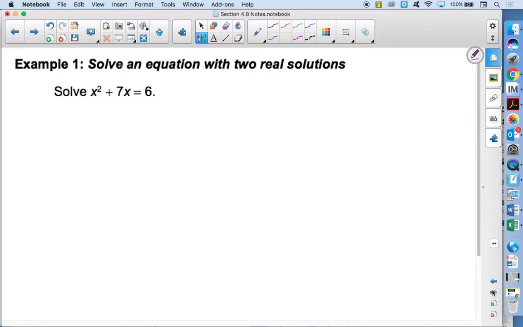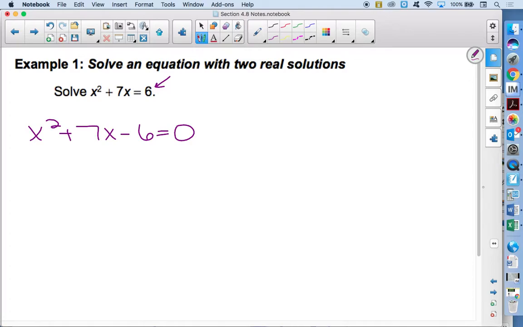Alright, so this first problem says it's going to have 2 real solutions. So that means we should have 2 x values that are real. What would you do first to solve the problem, Chelsea? Subtract 6. Yeah, it needs to be equal to 0. So that's if you're factoring or if you're using the quadratic formula, it has to be equal to 0. So take the 6 to the other side. Set it equal to 0.